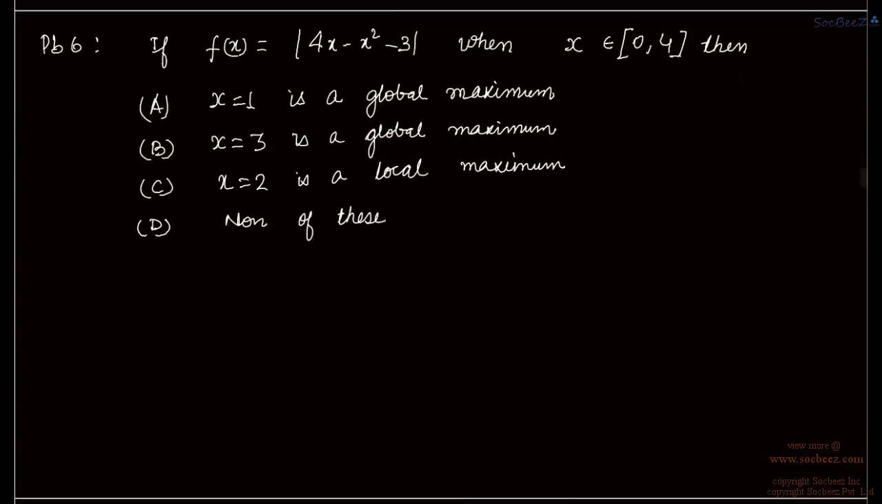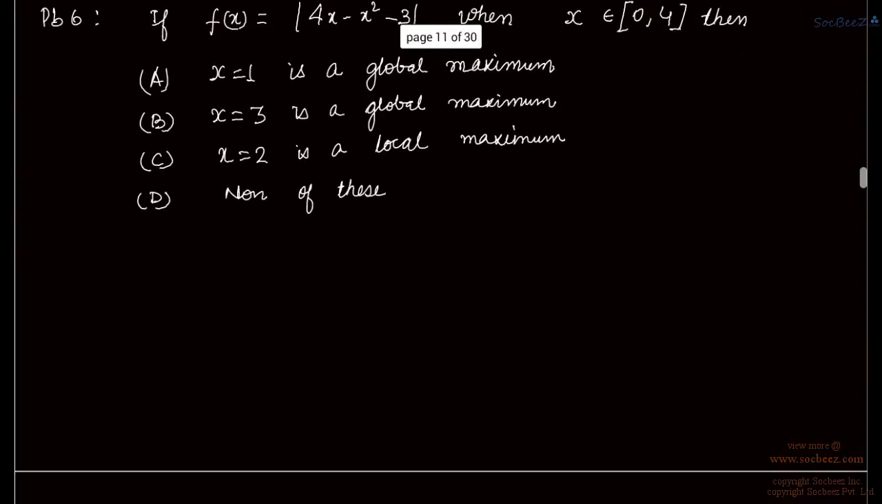If f(x) is equal to mod of 4x minus x square minus 3 when x belongs to [0, 4], then x is equal to 1 is a global maximum, x is equal to 3 is a global maximum, x is equal to 2 is a local maximum, or none of these. So we have to check the maximum or minimum for this curve f(x) is equal to 4x minus x square minus 3.